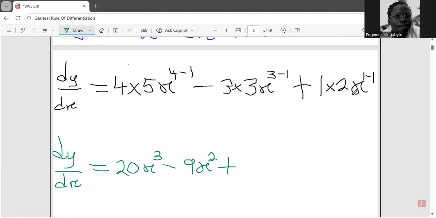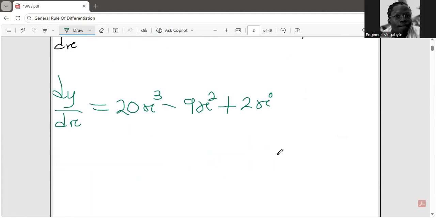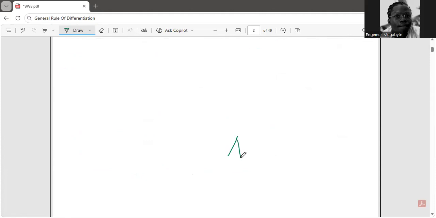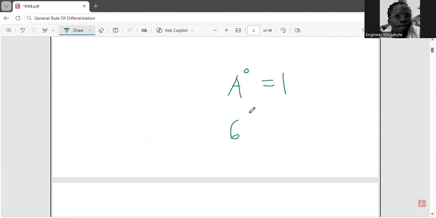That is for this one. Then 2 times 1 is still 2. But you realize that the exponent, 1 minus 1, ends up becoming 0. At this stage, everyone should quickly take his calculator and punch any number, for example 5 exponent 0. You realize that it is 1. Any number exponent 0 is just 1. Even a exponent 0 is just 1. If you see 6 exponent 0, it is 1. Even 51 exponent 0 is equal to 1.